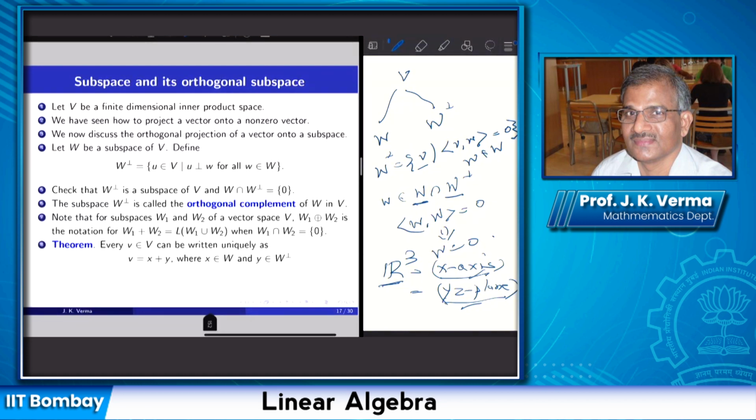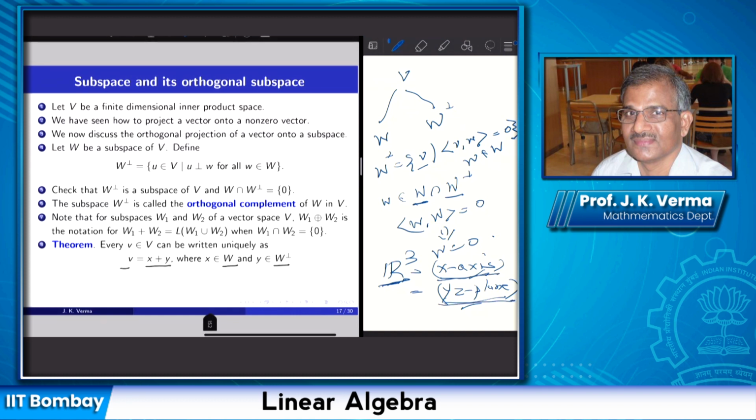Now let's show that whenever V is a direct sum of W and W perp, W and W perp intersect in the 0 vector, but let us show that their sum is the whole space. Every vector in V can be written as a sum of two vectors, one in W, another in W perp. This is just like here. Every vector in R3 is a sum of a vector along the x-axis and a vector in the yz plane.